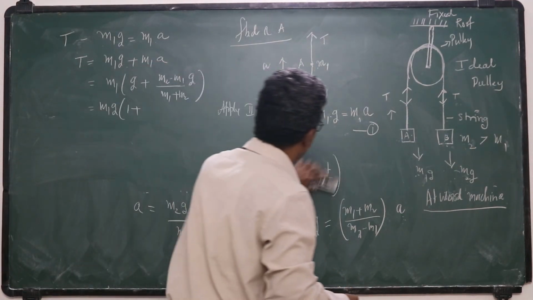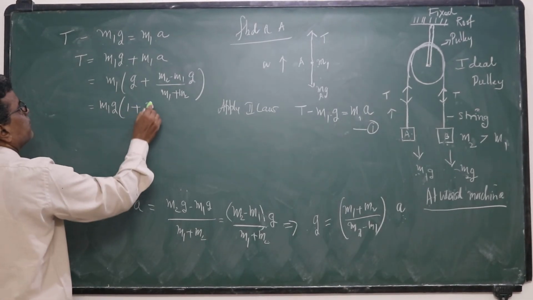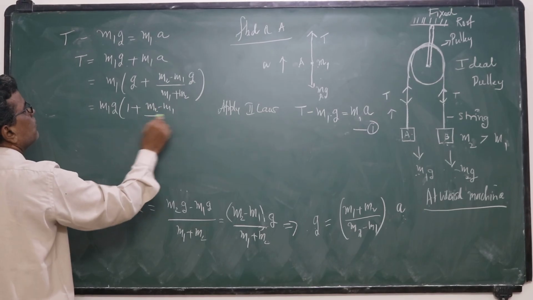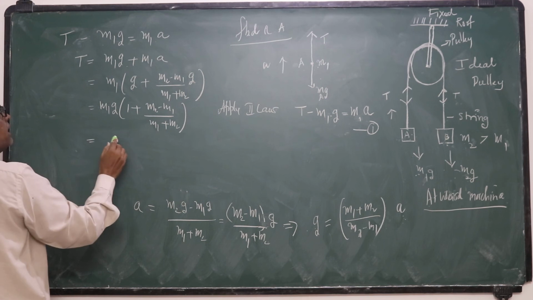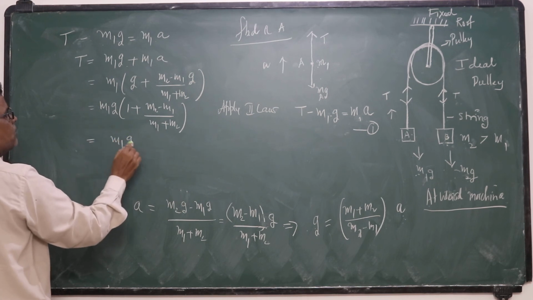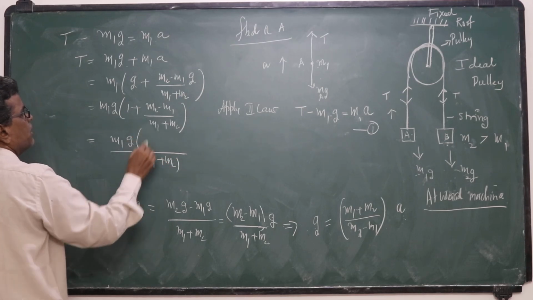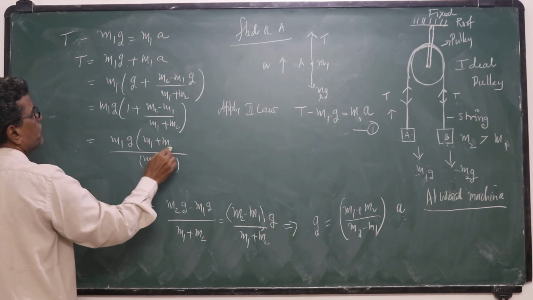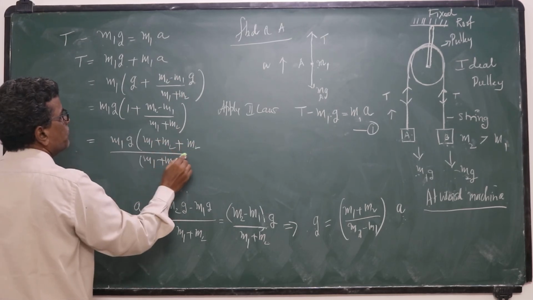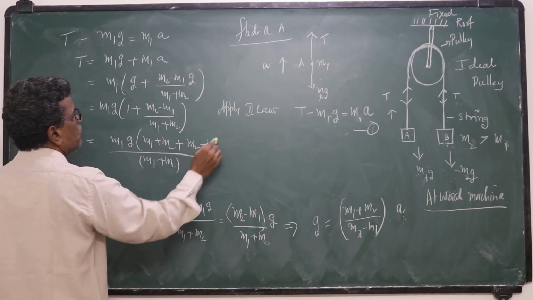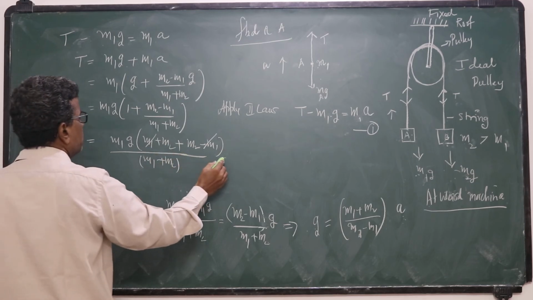I want the tension in this string. Okay? (M2 minus M1) by (M1 plus M2). So this is, you take LCM, M1G. So what is LCM? M1 plus M2. So here M1 plus M2 into 1, M1 plus M2 plus M2 minus M1. Okay, minus M1 plus M1 get cancelled. M2 plus M2 get 2M2.